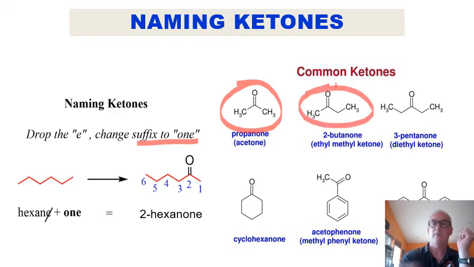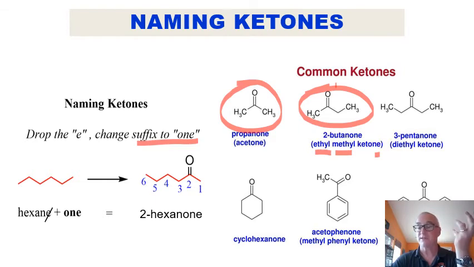Butanone, we could also call that ethyl methyl ketone. And to be honest, I don't know why they would put the 2 there, because obviously it's on carbon 2. That's the only place it could be. I guess you would put the number in there if there were other substituents. But just calling it butanone, I think, would be fine.